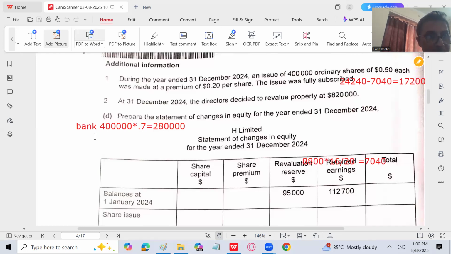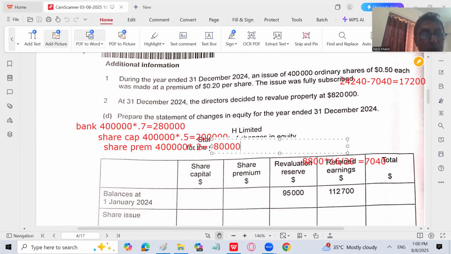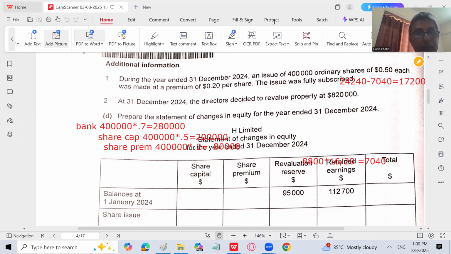Share capital is always written with face value everywhere. The share capital will come 4 lakh into 0.5. That is going to be 2 lakh. And then comes the share premium. That is 4 lakh into 0.2, and that will be 80,000. So we are done with the entry. This is just for your understanding. Always remember that if the per share value is less than 1, the amount will be less than the number of shares. So next, the value of property is revalued downward to 8,20,000.